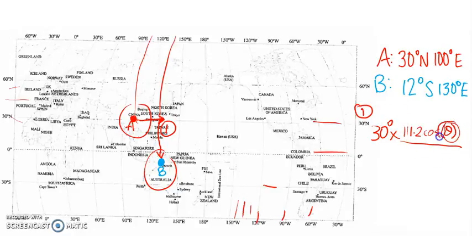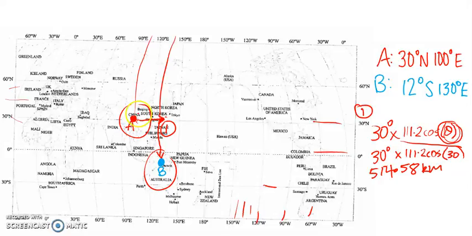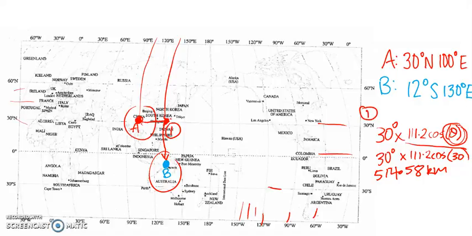The line of latitude that they both lie on is 30 degrees. So we will have 30 degrees times 111.2 cos of the angle 30. Putting that in your calculator should give you the number of kilometres: 514.58 kilometres. So that is how far you've travelled from A to this spot here, where you'll start travelling down. Let's find out how many kilometres it is from this spot down to location B.